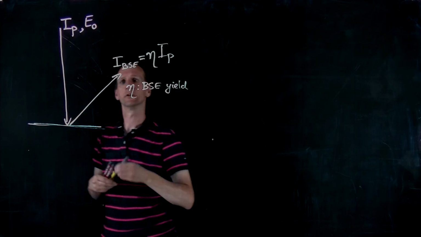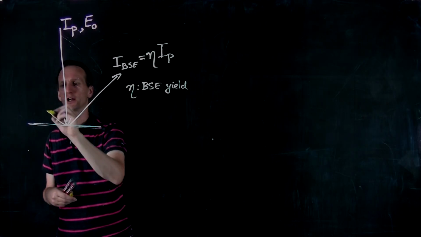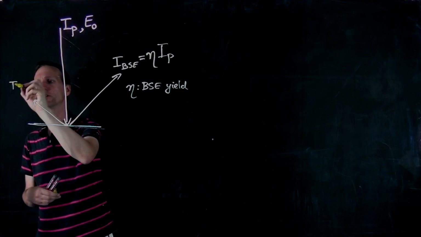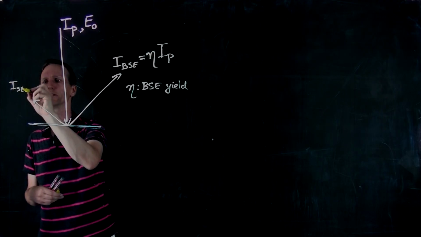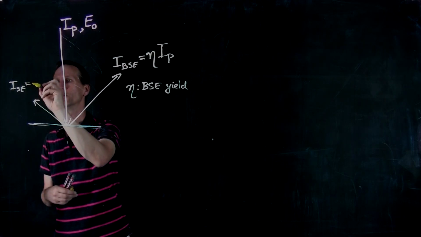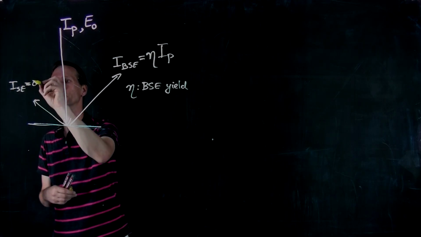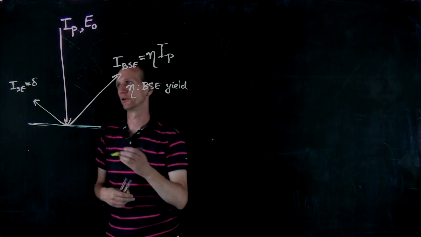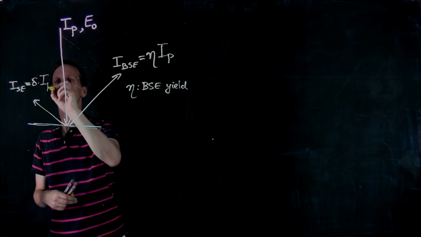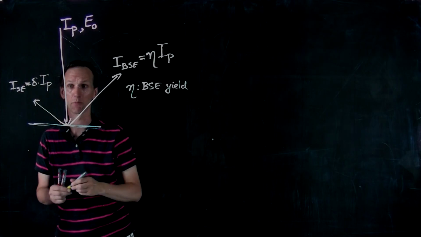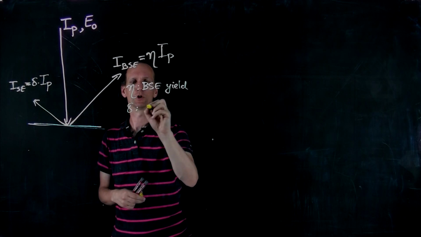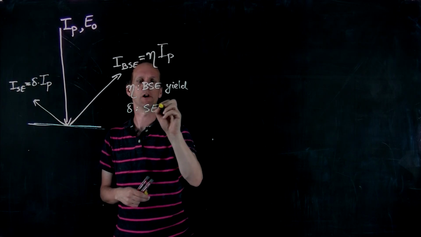On the other hand, we can also have secondary electrons exiting from the sample, and equivalently we will have an associated secondary electron current, which also will be a certain constant, which we call delta, times the incoming primary beam current. And now the delta is what we call the secondary electron yield.